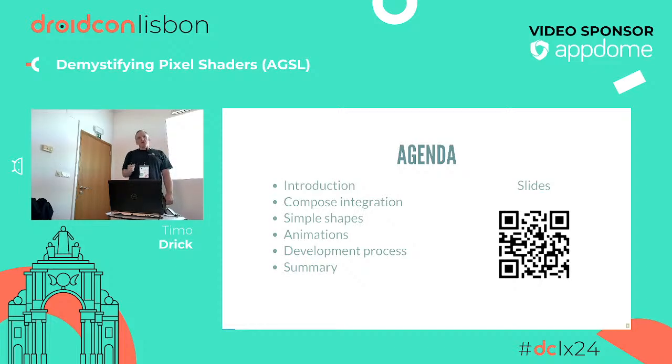By the way, there's a QR code, and you can scan it, and there are all the slides, so you can watch the slides also on the net. So I give first a short introduction to shaders, and then I will show you how to use shaders in Compose. And then we go a little bit more into details of shaders, how to draw shapes with shaders, and then later animations. And I will also show a little bit more about how you can develop shaders and how it works in the engineering process.